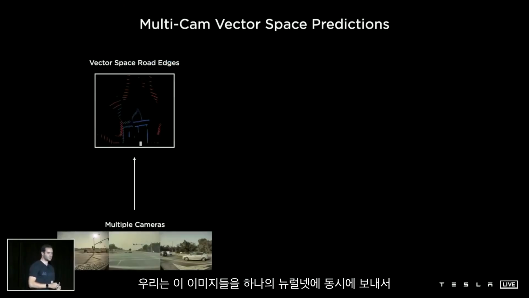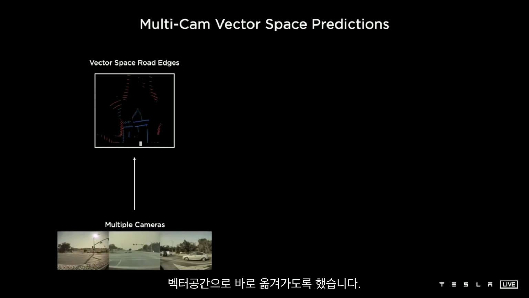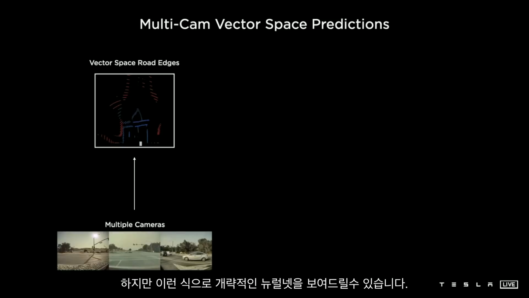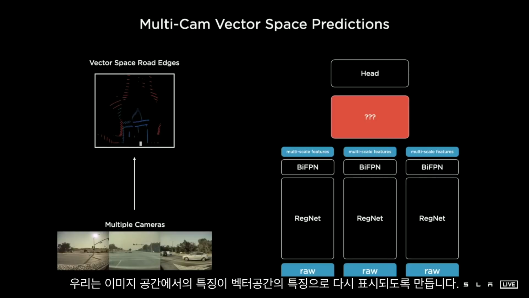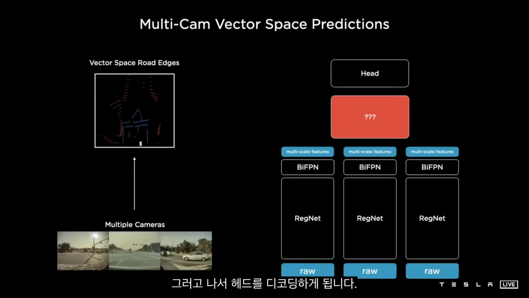So we have this intuition that what we'd like to do instead is take all of the images and simultaneously feed them into a single neural net and directly output in vector space. Now this is very easily said, much more difficult to actually achieve. But roughly, we want to lay out a neural net in this way, where we process every single image with a backbone, and then we want to somehow fuse them, and we want to re-represent the features from image space features to directly some kind of vector space features, and then go into the decoding of the head.